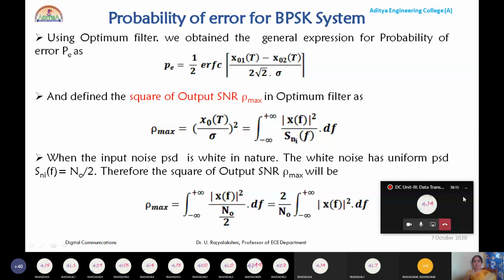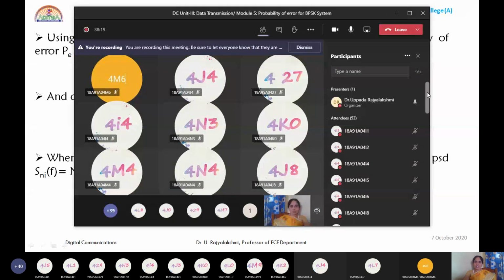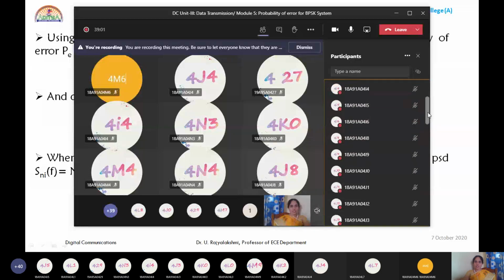How many of you understood the concept? Please raise your hand so that I can see how many of you understood the procedure to calculate the probability of error. No one understood. Please raise your hand. Then I will call the roll numbers.